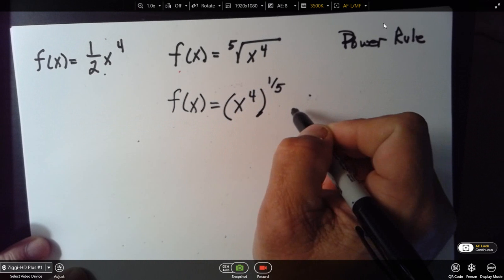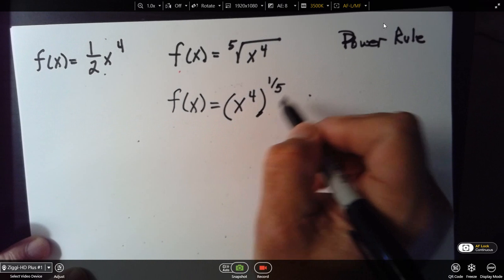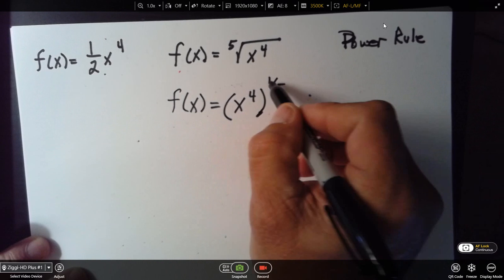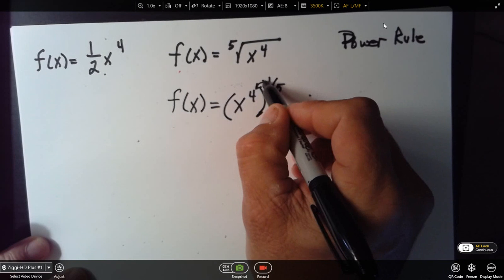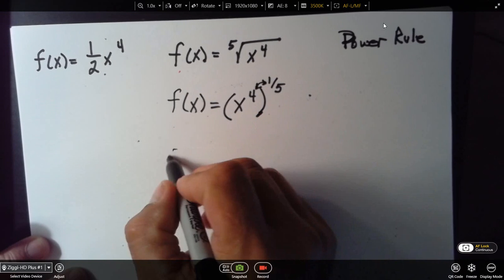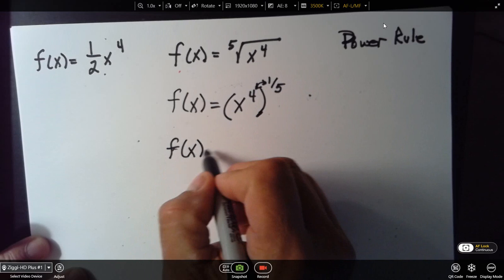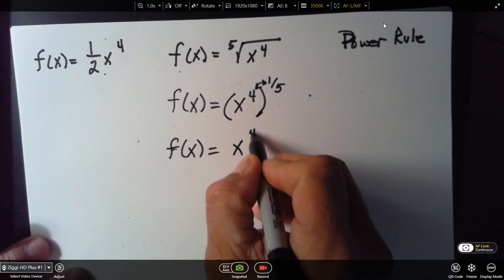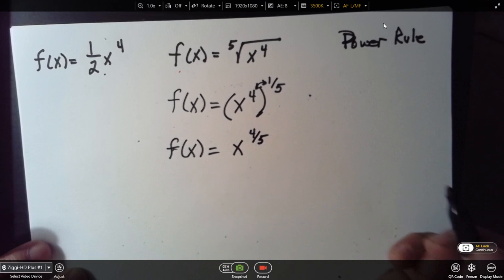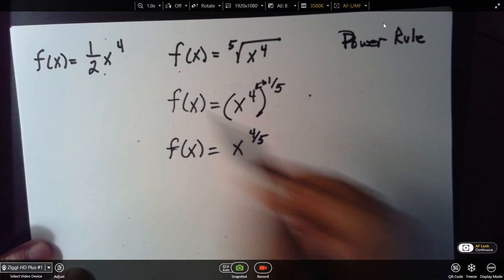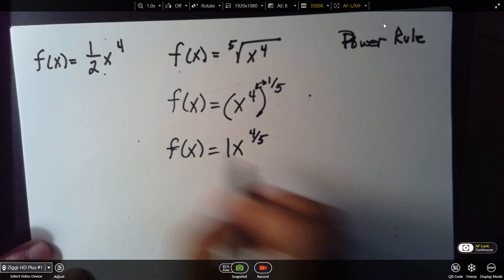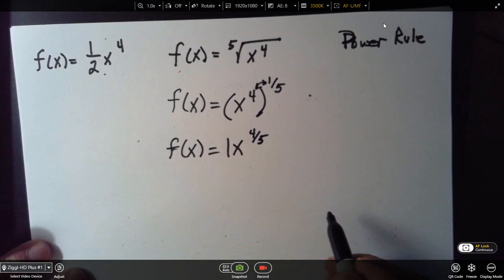So that's the fifth root. 1/5 is the fifth root of x to the fourth, which you can use your power rule of exponents and multiply that, and you get f of x is equal to x to the 4/5. And now we're ready to rock and roll on both of these, because now they're in power rule form.